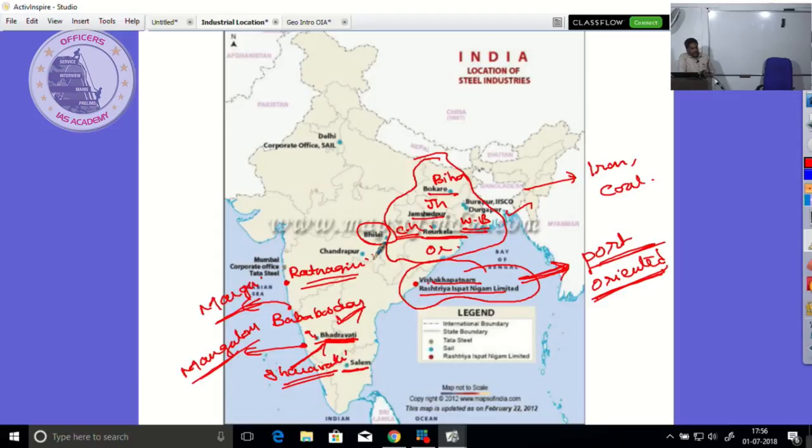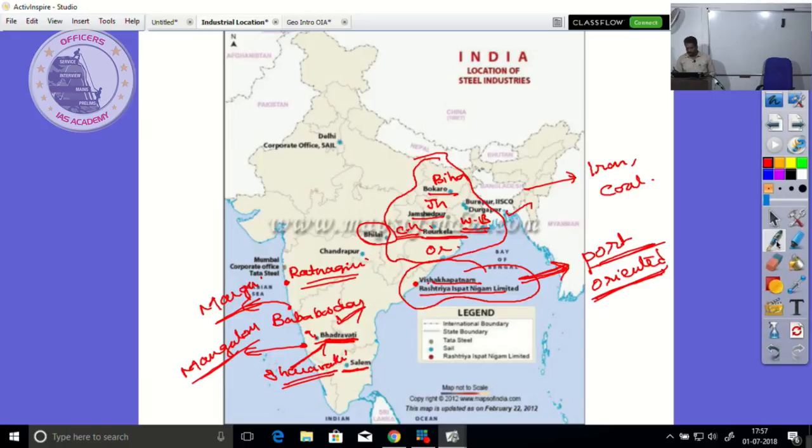See, I am talking about industrial locations. I am not talking about the place where iron ore is available. I am talking about the place of manufacturing. Fine. These are some of the locations where we have the locational aspect of iron and steel industries.